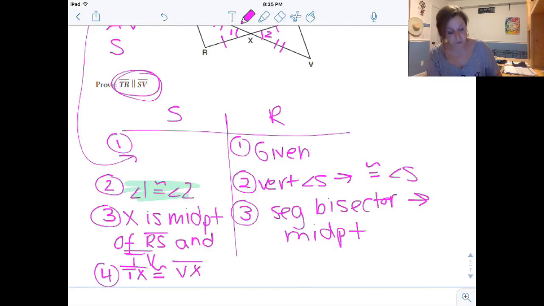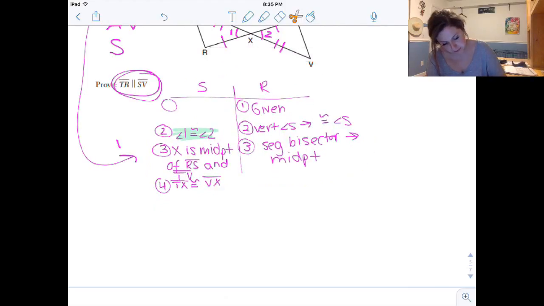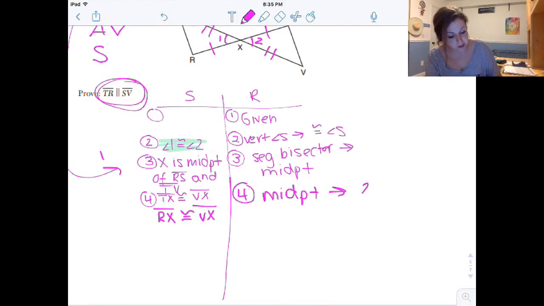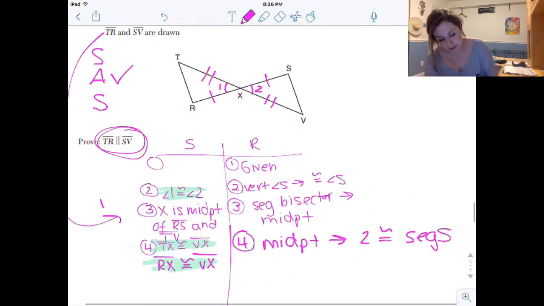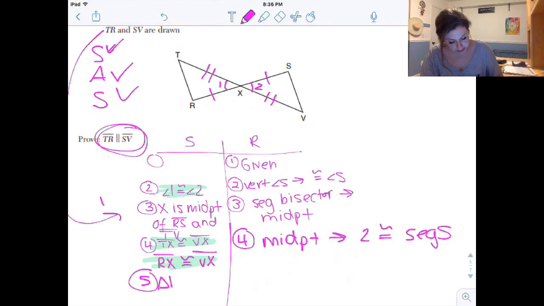And let me shrink this down a wee bit. And RX is congruent to SX. And that is because midpoint implies 2 congruent segments. Now, congruent statement, segment. So I now have all 3 checked off. So what I know now is that my triangles are congruent. So triangle TXR is congruent to triangle VXS. And I know that by side, angle, side.